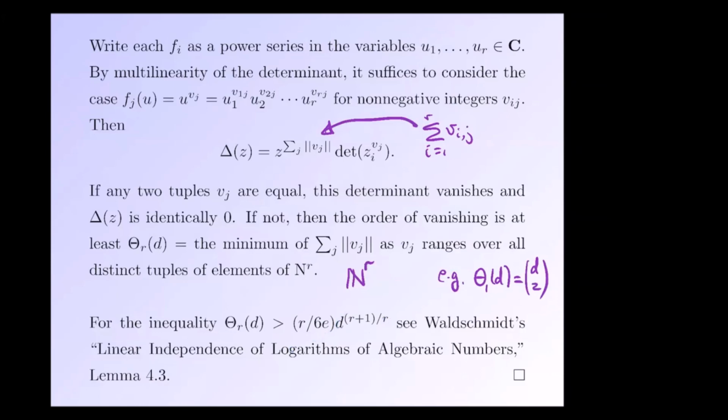Okay, and so for this inequality, this is a purely combinatorial thing. Since I don't have time, I'm going to refer you to Waldschmidt's book, Linear Independence of Logarithms of Algebraic Numbers, which is available on the internet. In Lemma 3.4, he proves this inequality.